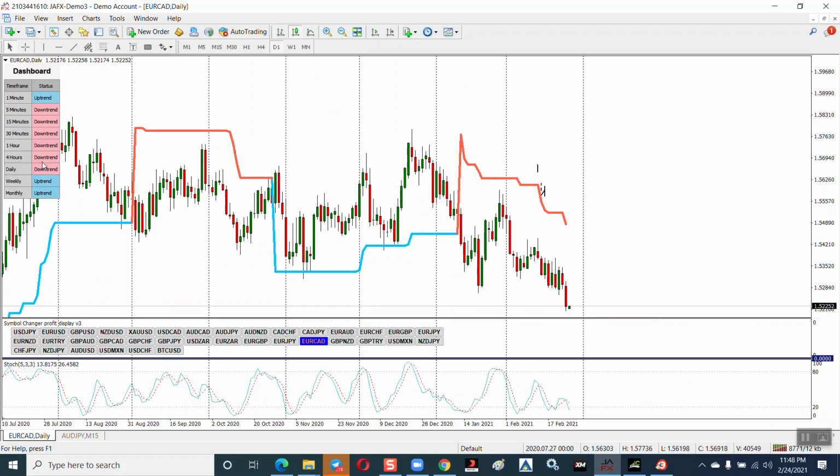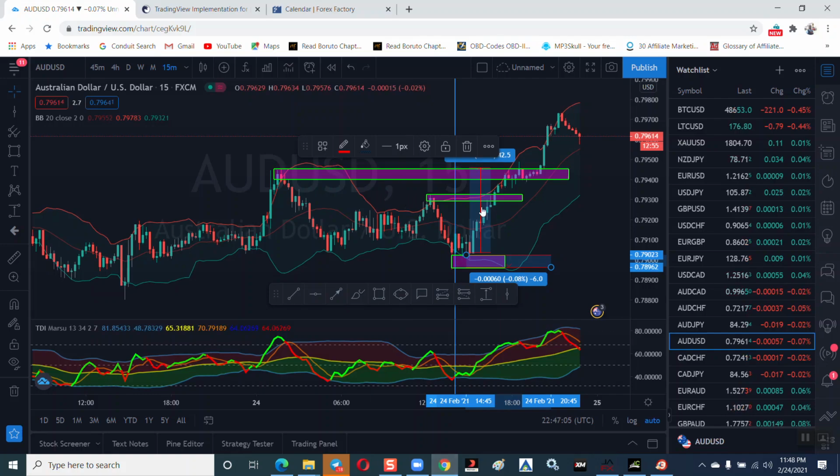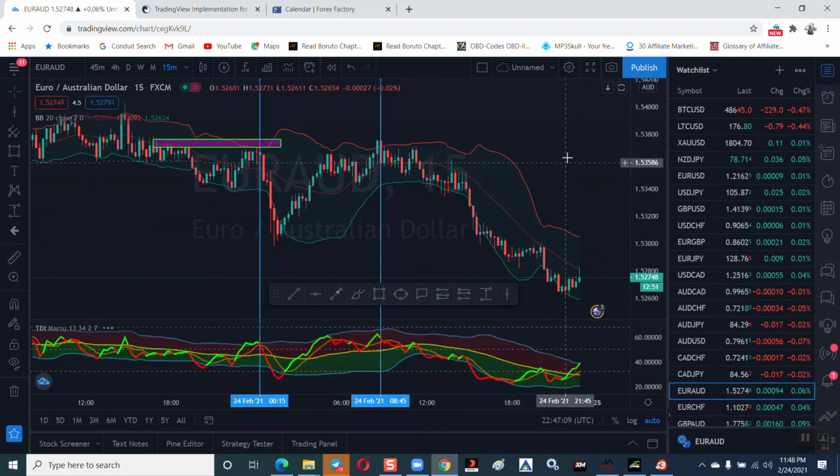Okay, Euro CAD is in a downtrend on H4, and the monthly, weekly and daily time frames are in a downtrend. Then let's look at Euro AUD as well. Euro AUD is in a downtrend on our side. Sorry, Euro AUD. Okay, so this is Euro AUD. Now look at the potential trade setup that happened today.